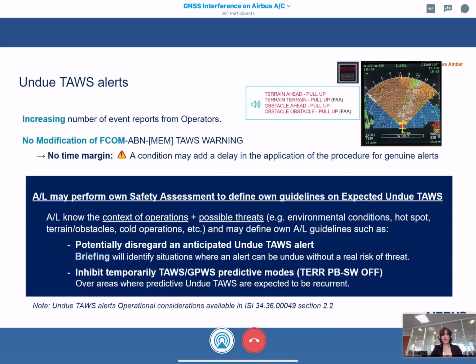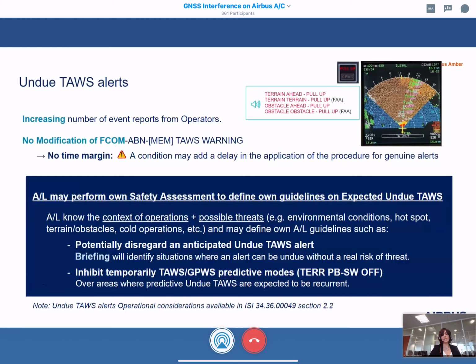This assessment may allow the operators to define guidelines and brief the pilots on how to address expected undue TAWS alerts linked to GNSS interference, such as potentially disregarding an anticipated undue alert. The goal on this one would be to prepare the crew for potential undue alerts at the specific areas. Briefing will identify the situation where an alert can only be undue without any real risk of threat. This can avoid making decisions during flight that can result in a delay in procedure application for genuine alerts.